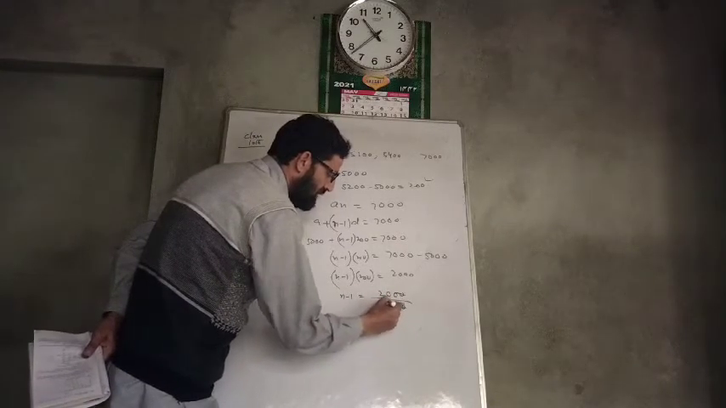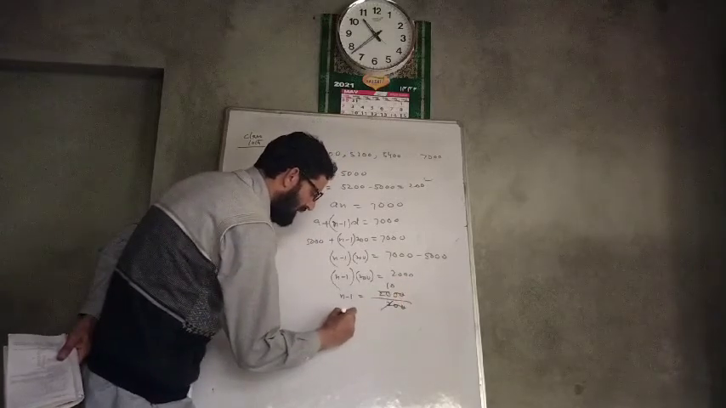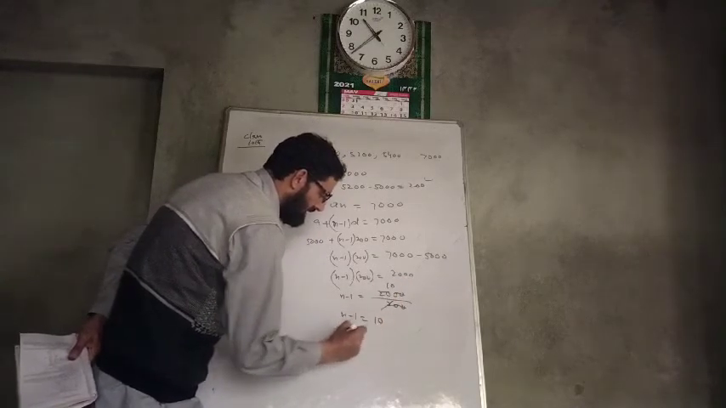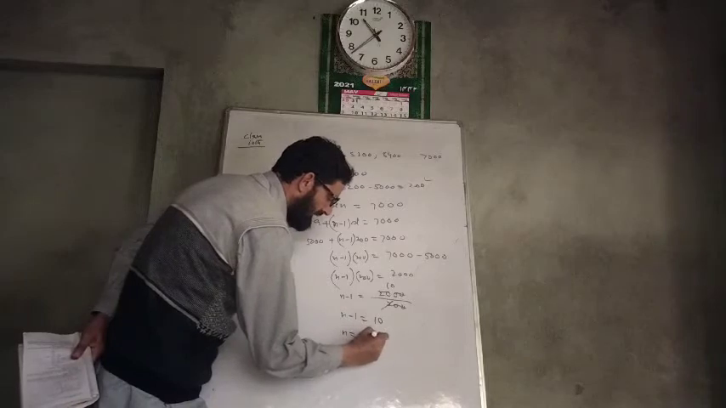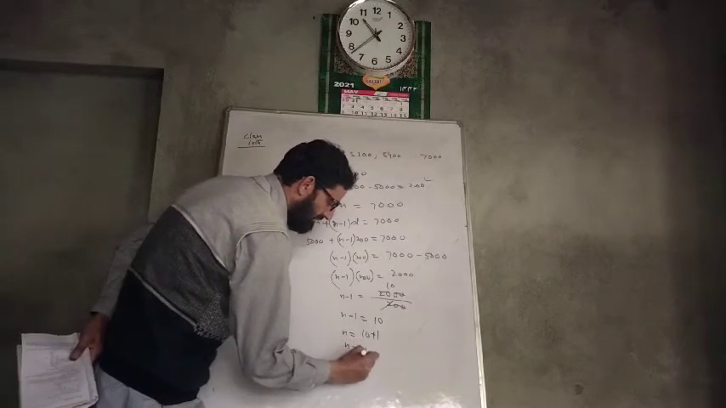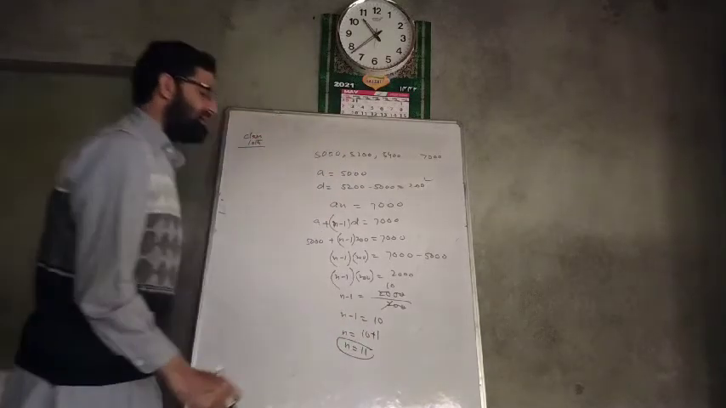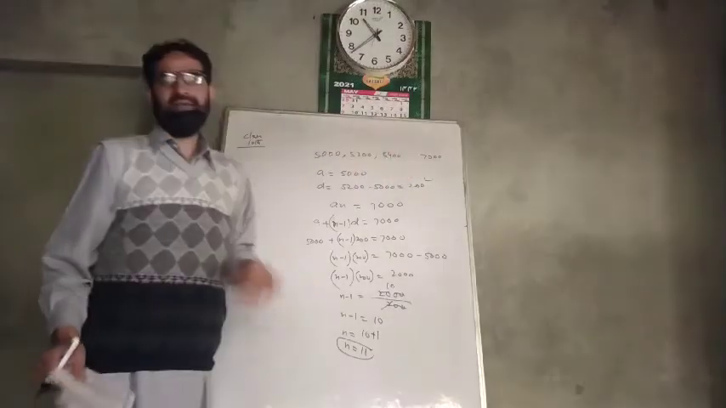Two zeros will go, 10 twos are 20. So n minus 1 is equal to 10. What is n? n is equal to 10 plus 1. So n is equal to 11. That is, after 11 years, his salary will be 7,000.